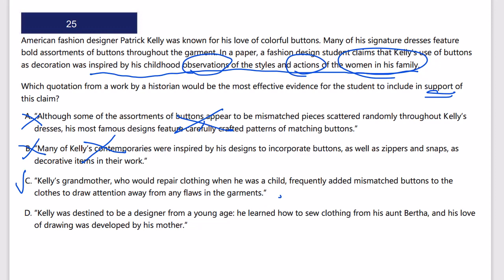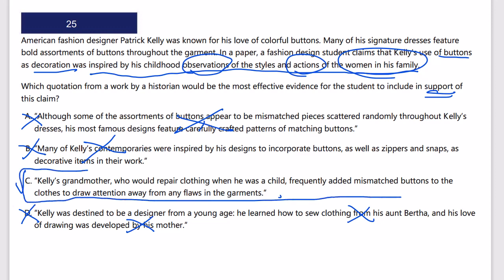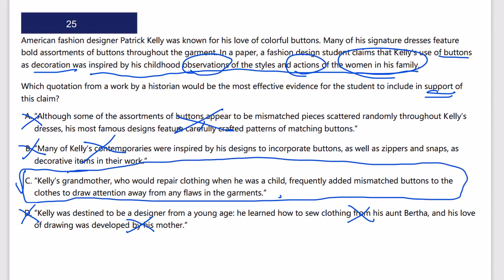Okay. But does that show his use of buttons as decoration was inspired by his observation? That doesn't say anything about use of buttons being inspired by observation. And his love of drawing was developed by his mother. Well, that says nothing about using buttons. So although that does point to his family, it is not actually answering the question. C is the correct answer. He observed his grandmother, who added unusual buttons, which gave rise to his inspiration and style of using colorful buttons. C is correct.